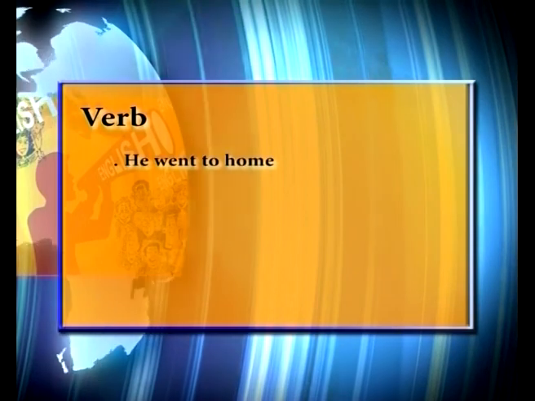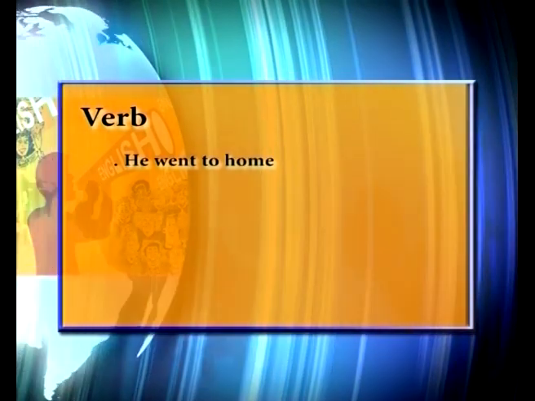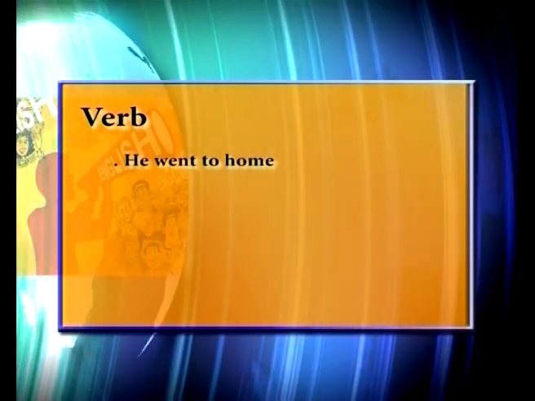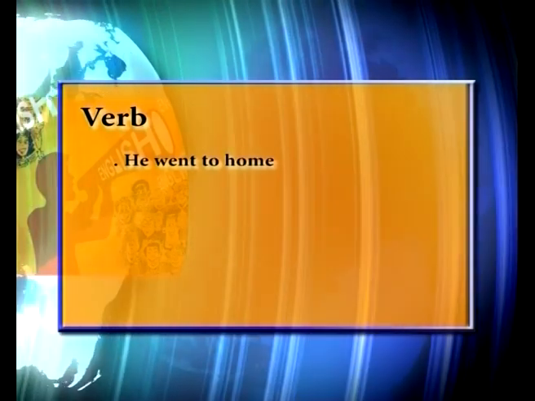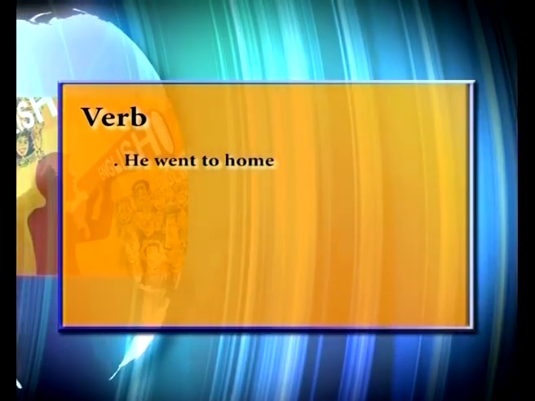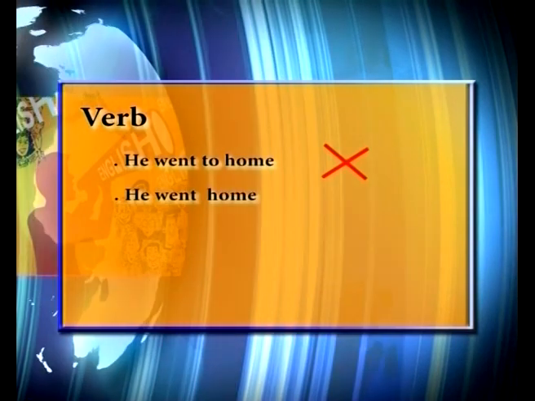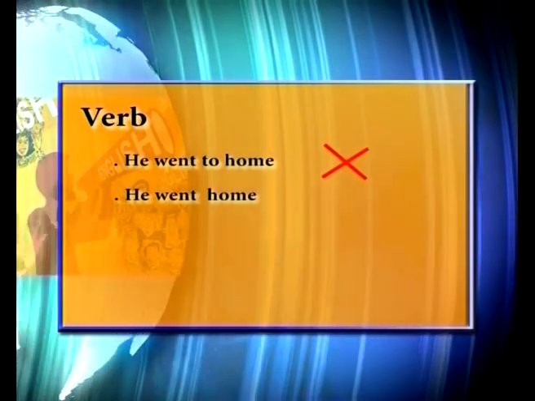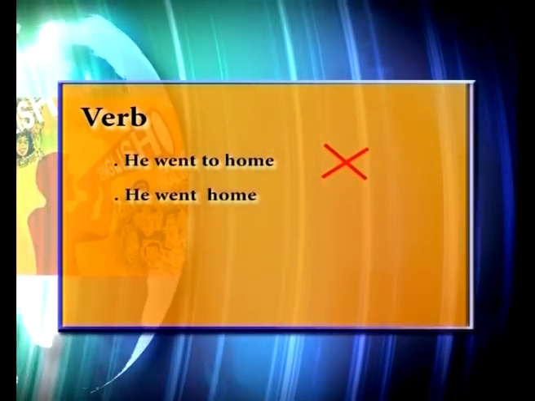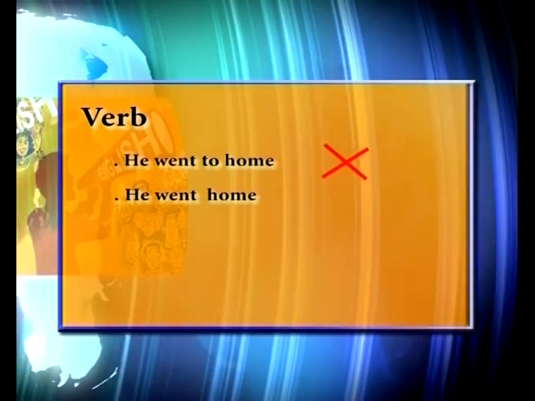For example, he went. He went to home or home? Well, one of the common mistakes committed in Pakistan, he went to home is wrong. We must say he went home. Although after went or go, we must use to, when we talk about home, we don't use to. Look at the comparison. I went to Lahore. They are going to college. They are going to the mosque, but they are going home, not to home.